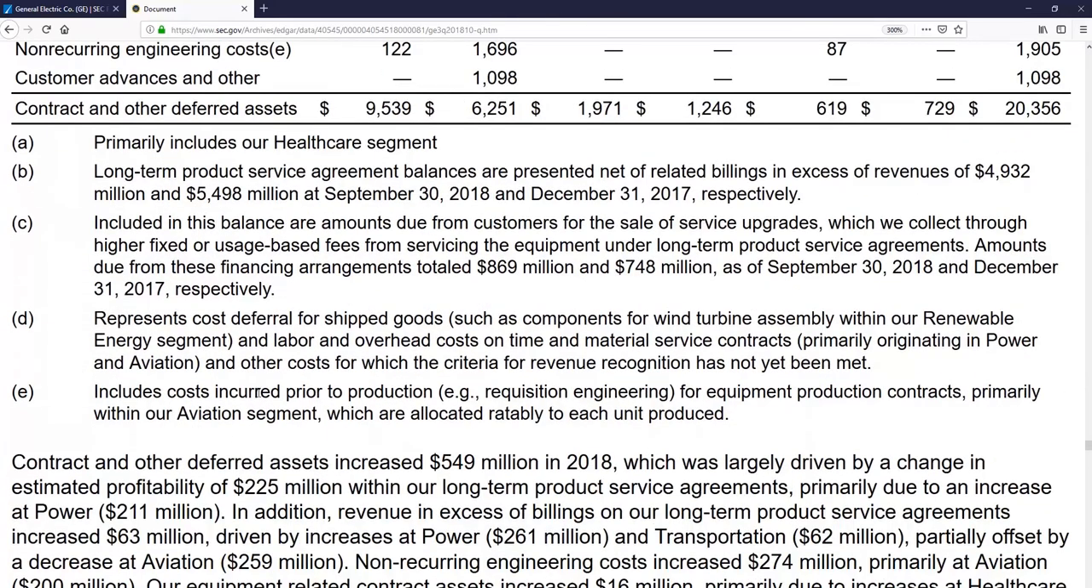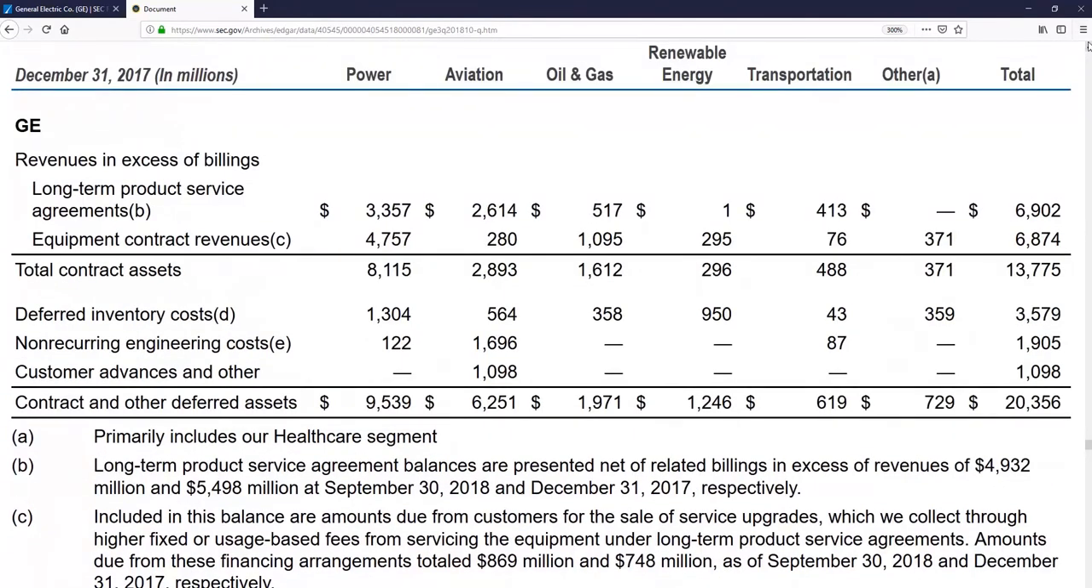So it says includes costs incurred prior to production, requisition engineering for equipment production contracts primarily within our aviation segment, which are allocated relatively to each unit produced. So what this means is that these are costs that the company that's paying GE has to pay before they even build the plane or the plane engines and whatnot. We're not going to include that. You know, if this thing gets sold, that is not necessarily going to be sold to another company. So we're not going to include that.